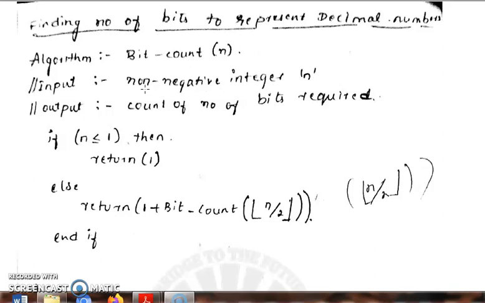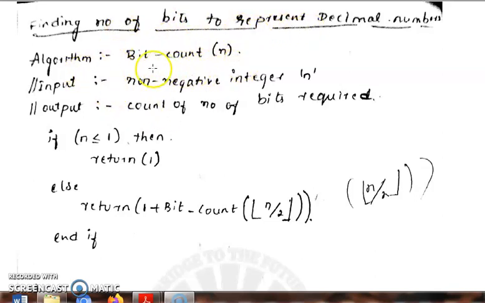So today in this video lecture we are going to solve another recursive algorithm, that is finding the number of bits to represent a decimal number. Here a decimal number is converted into binary format, and in the binary format we are counting the number of bits which are present in that binary number. We have already seen this example in the analysis of a non-recursive algorithm, but here this algorithm is recursive.